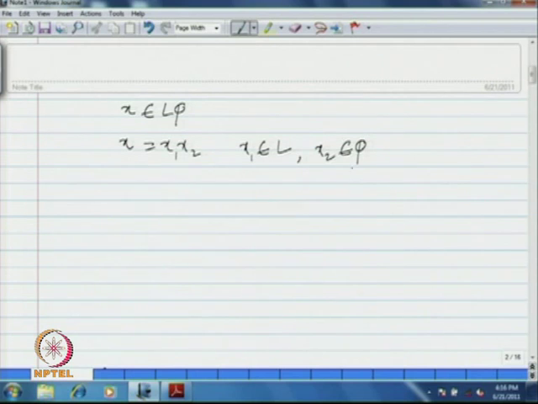But phi being the empty set, there cannot be any string that belongs to phi. So, therefore, our original assumption that x belongs to L phi must be wrong. So, therefore, L phi must be empty. Similarly, you can show that there cannot be any string x belonging to phi L. And hence the result L phi equal to phi L equal to phi. It must be an empty set.